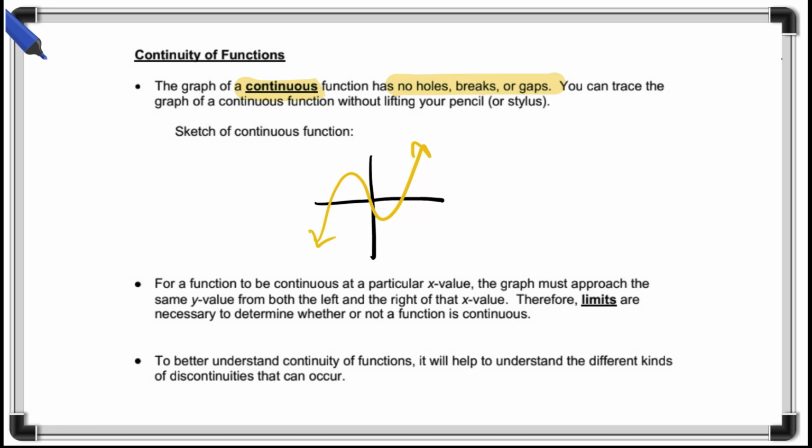Now, for a function to be continuous at a particular x value, your graph has to approach the same y value from the left and from the right. That's why limits are necessary to determine whether a function is continuous or not. So to better understand continuity of functions, we're going to look over different types of discontinuities that can occur.